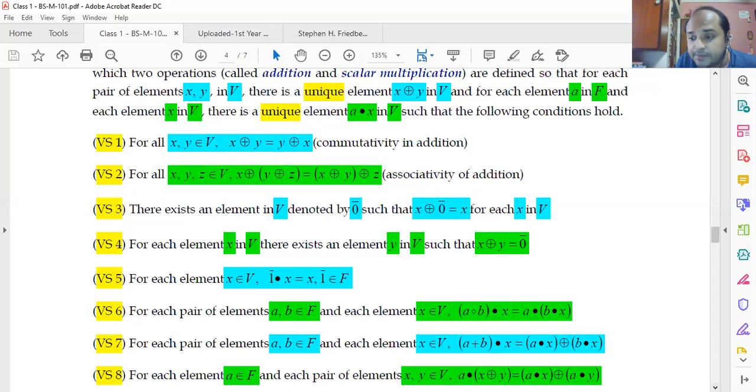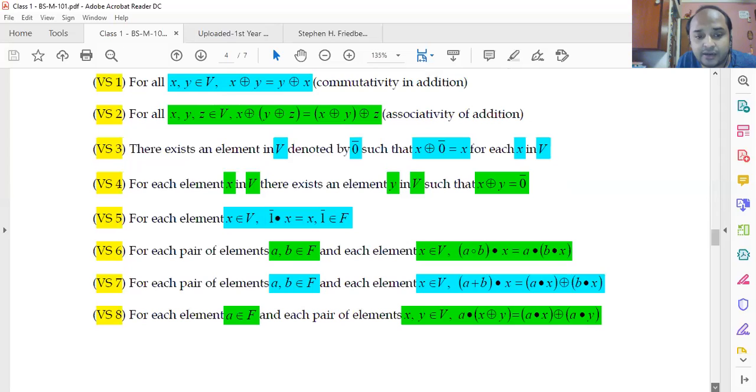And the last three properties which I have written over here, for each pair of elements A, B belonging to F, they are scalars. And for each element x in V, I can multiply them A and B. Now, carefully observe, for this multiplication I have used a different symbol, that is dot. I'm going to explain this to you. So AB into x plus A dot B dot x.